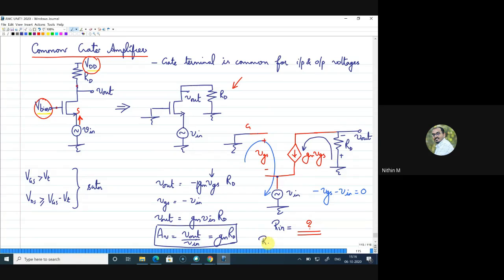What about R out? Output impedance. Lambda is anyway considered as 0. So there is no small r naught. Then what will be R out? Any answers? RD, yes, correct. So R out is RD. There is no difference in the output impedance compared to your common source amplifier because it is the same.